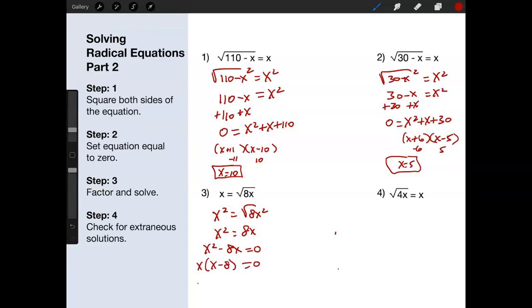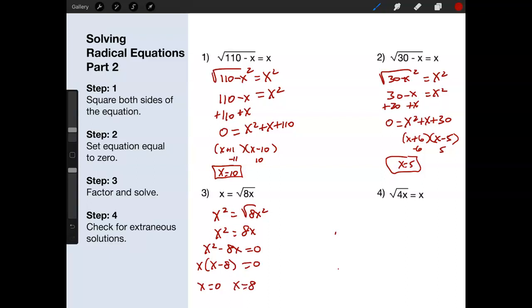So in this case, x can equal 0 because 0 times 0 minus 8 is 0. And 8 minus 8 is 0. X times 0 is 0. So x can equal 8. Here we have two solutions.